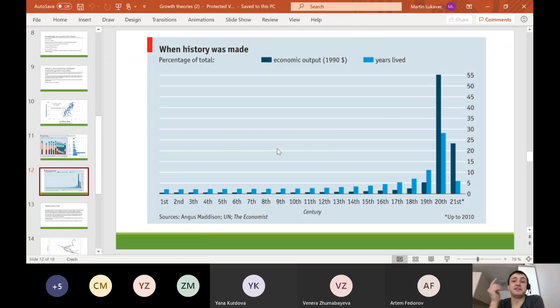This chart. Can you just quickly confirm that you see the next slide? Yes. Perfect.